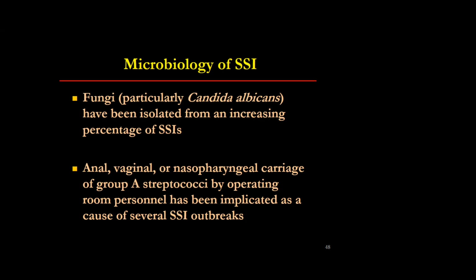And another interesting thing, people have actually done these studies and found that even in Western hospitals, anal, vaginal, and nasopharyngeal carriage of group A streptococci in operating room personnel have caused outbreaks of surgical site infection. So how you as a healthcare provider dress up, glove yourself, mask yourself, carry yourself in the OR has a role to play in surgical site infections. Not just the surgeon, including the person who cleans the OR, including the sisters, including the technicians, including the anesthesia technicians.